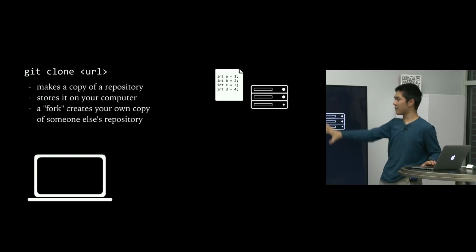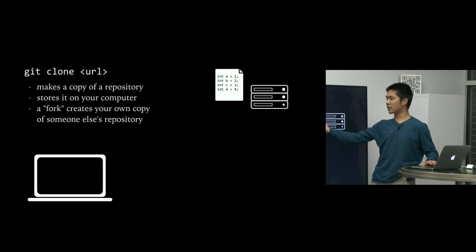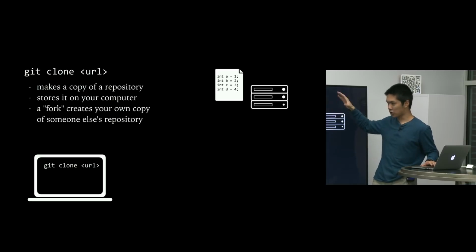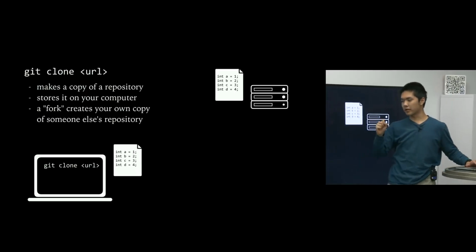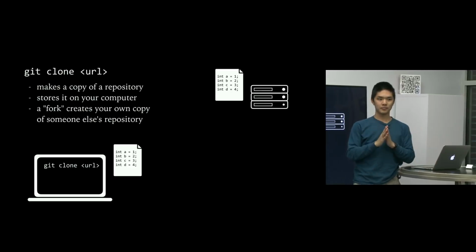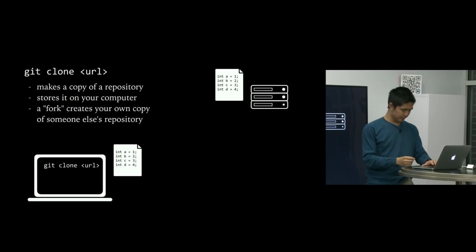So if this is GitHub, imagine this being some kind of server, and this is a file that's being tracked via Git in some Git repository. If I were to type git clone followed by the URL of that repository, I would clone it, and it would make a copy of the entire repository that is now saved on my own computer. Make sense? OK, fantastic.